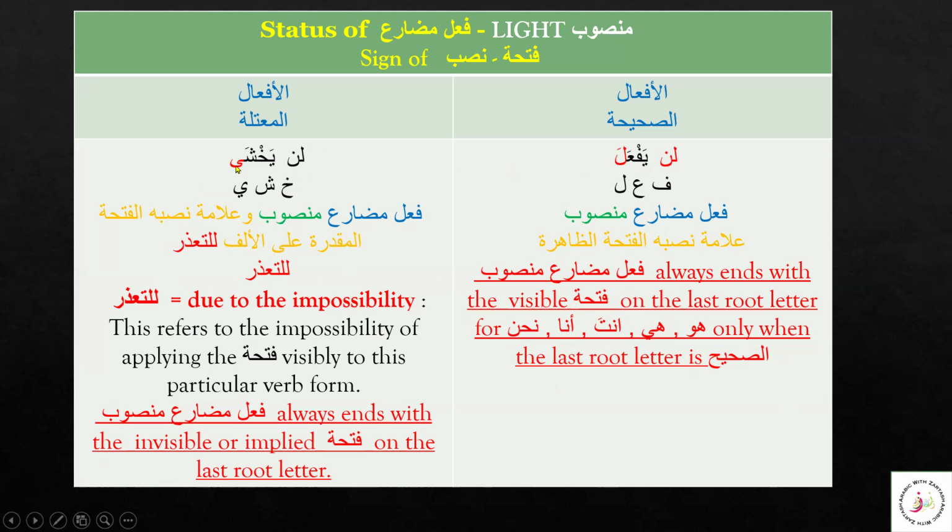For mutalla lan yakhsha. We know the fi'l mudari mansub's alamat nasbiyya is fatha muqaddara, implied or hidden. You cannot put the fatha visibly here, litu azur, due to the impossibility of applying the fatha visibly to this particular verb form, and this is from the afal mutalla. Fi'l mudari mansub always ends for afal mutalla with the visible or implied fatha on the last root letter.